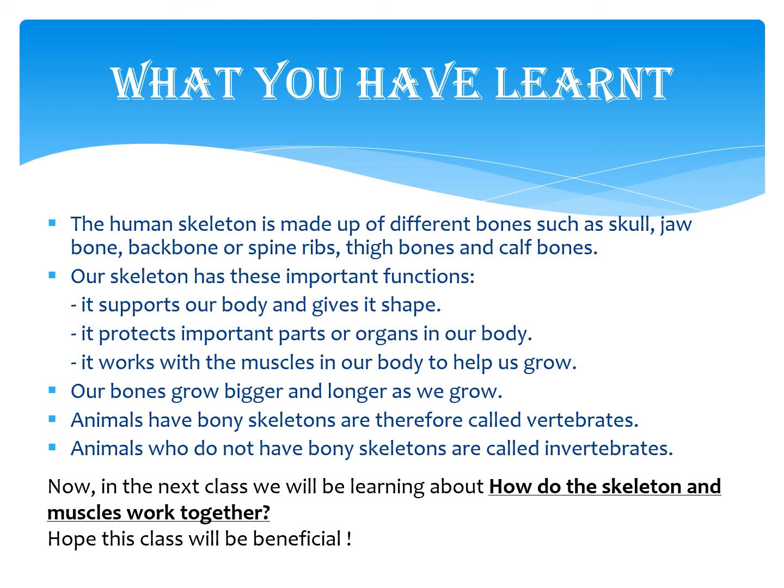So with this, we have learned today that the human skeleton is made up of different bones. Our skeleton has some important functions: it supports our body and gives it shape. It protects important organs in our body. It works with the muscles in our body to help us move. Our bones grow bigger and longer as we grow. Animals that have bony skeletons are called vertebrates, and animals that do not have bony skeletons are called invertebrates. So with this we have completed the explanation of this part.